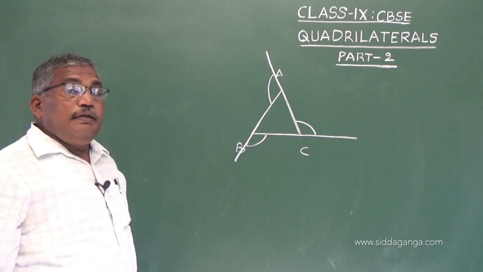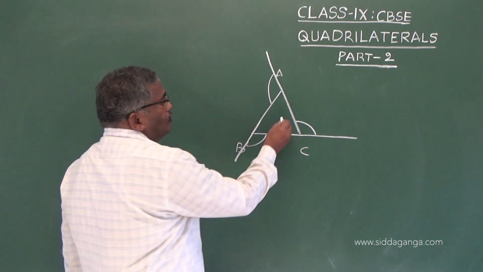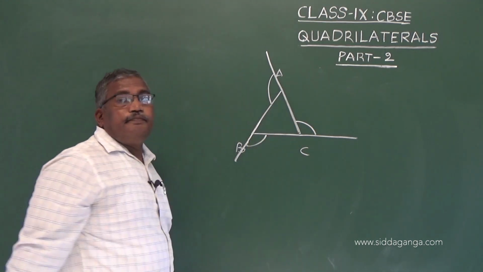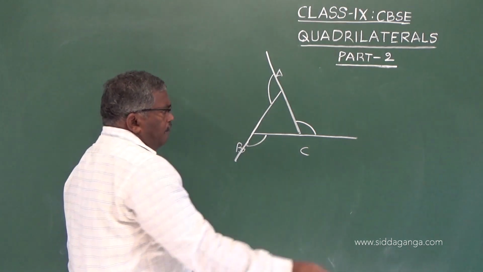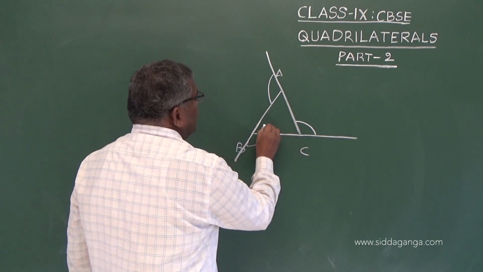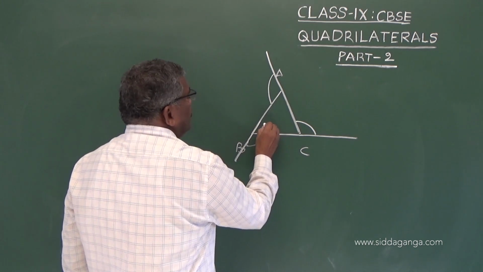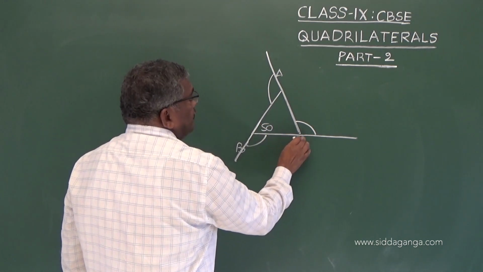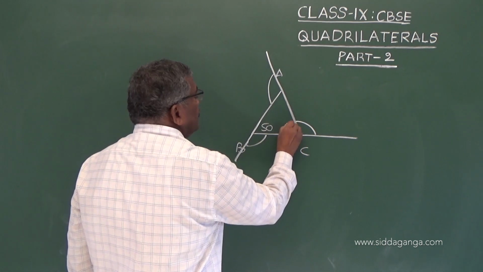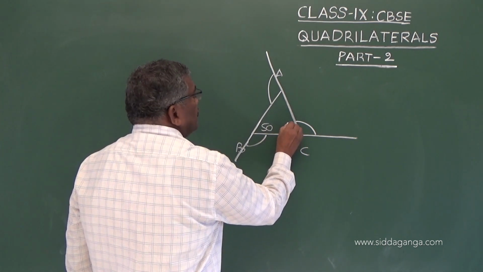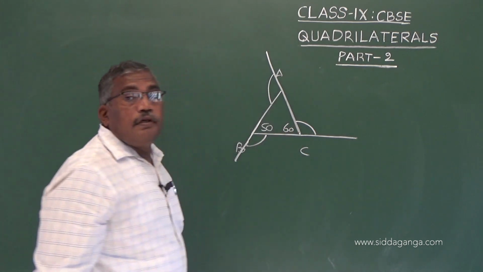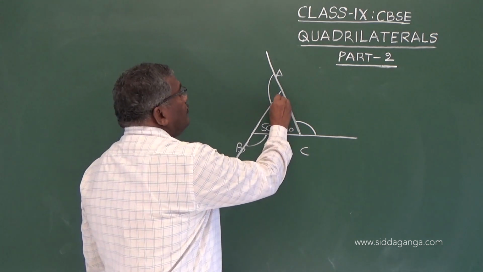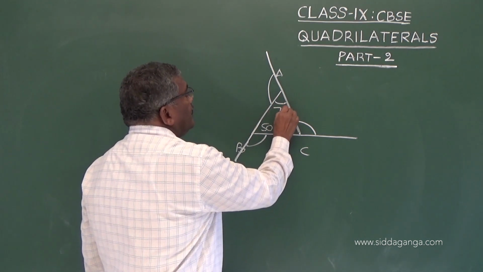Now what is the value of the exterior angle? We know that the sum of these three is 180 degrees. For example, let us say this is 50 degrees, and this is 60 degrees. 50 plus 60 is 110, and this interior angle will be 70 degrees.